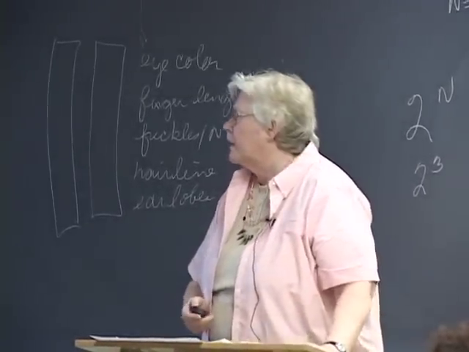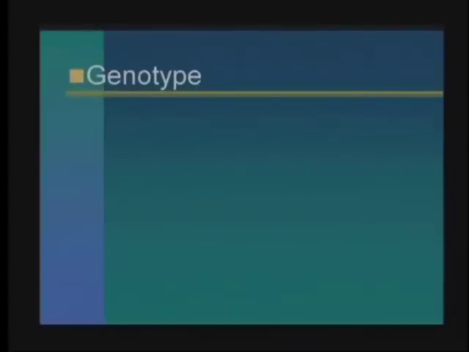Okay. Some more terminology. We need to talk about these two terms together, genotype and phenotype. Genotype refers to the genetic makeup of an organism. And phenotype refers to the appearance of the organism.